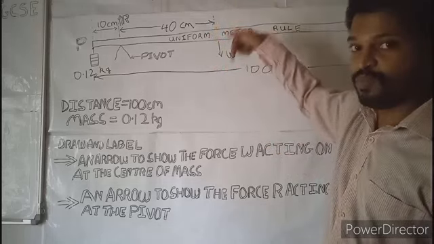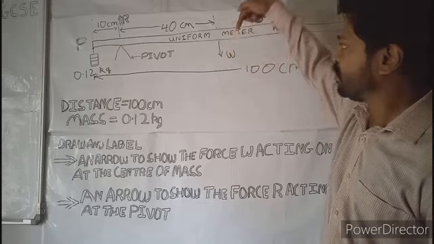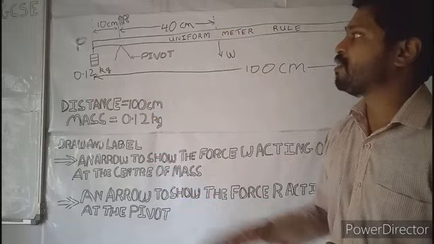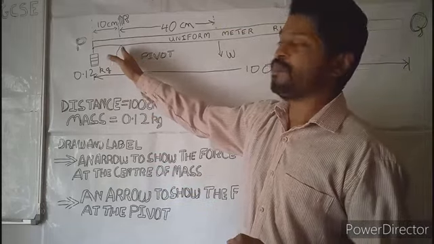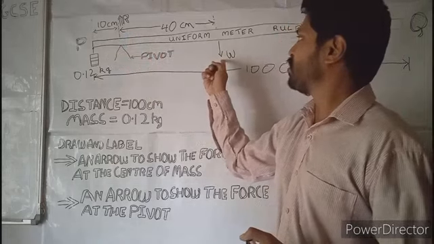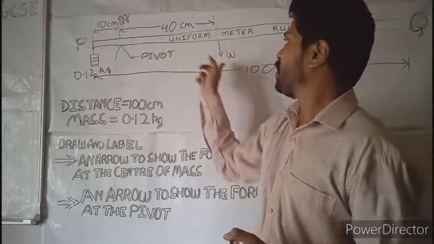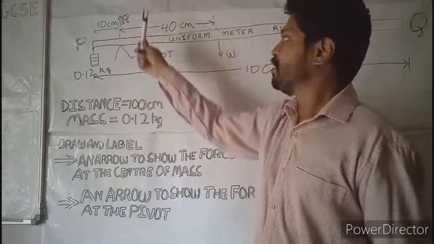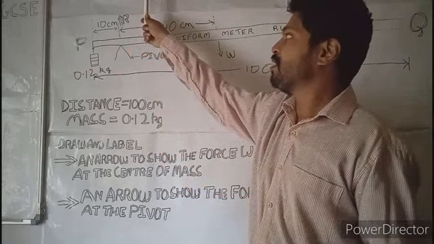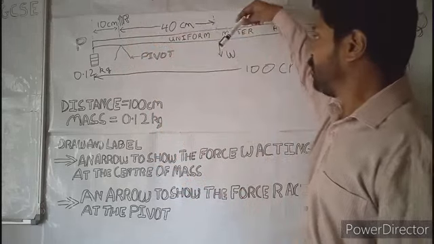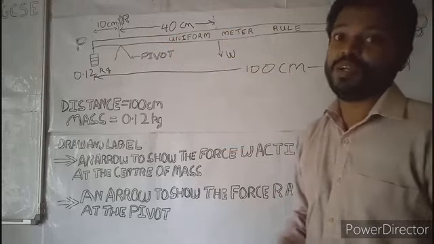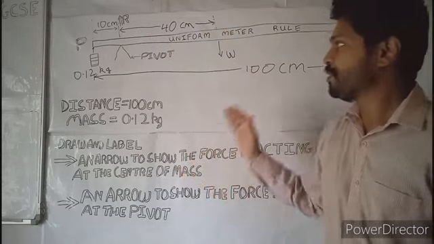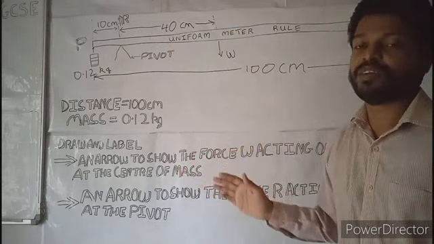will be downwards. Due to gravitational force, the force will be downwards. And the second part, where we need to find out the force acting on the pivot, the force acting will be opposite to this force. So this would be perpendicular to this force. Perpendicular distance will be on the top. So R is shown moving upward, and W is shown moving downwards. So we have solved the second question, part B.